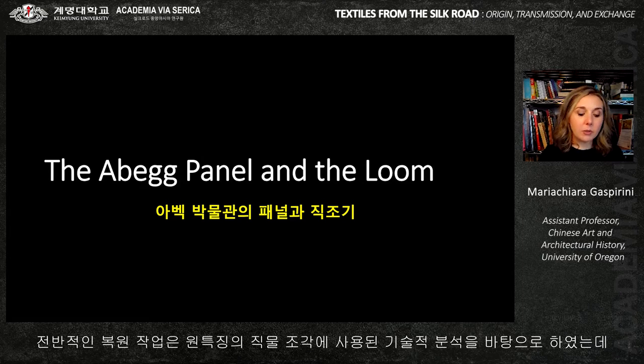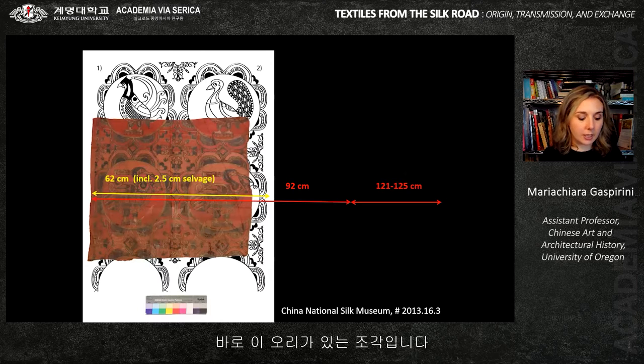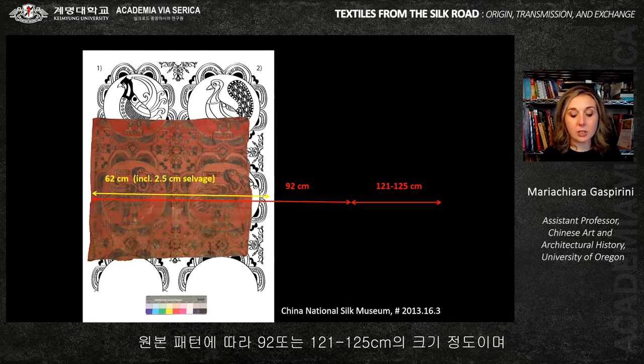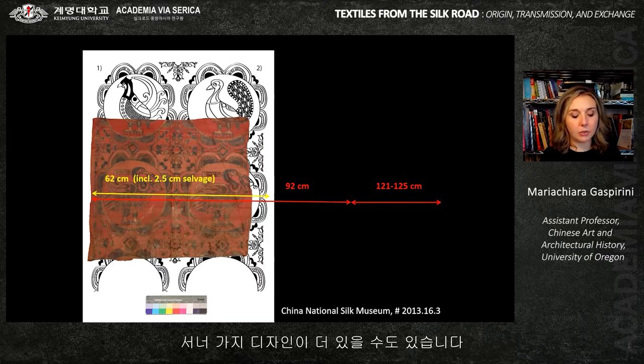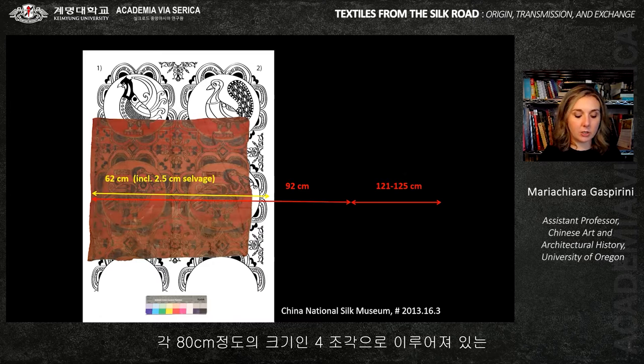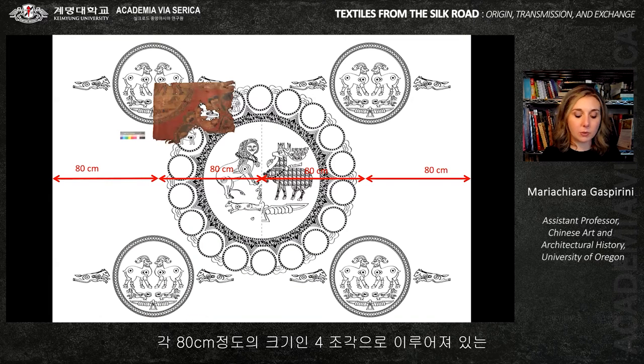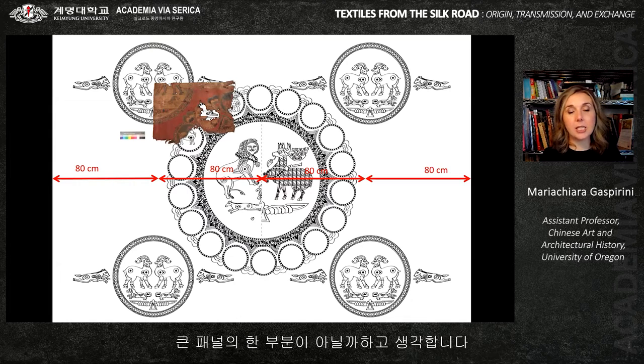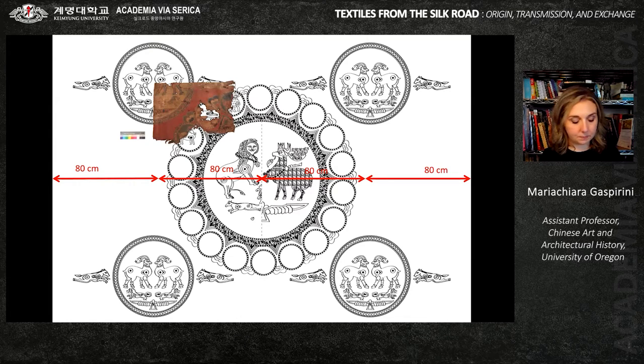Given that the overall reconstruction was based on the technical analysis undertaken on the fragment with the two ducks, which had a possible width of 92 or 121.5 centimeters, depending on the original pattern, which might have had three or four more roundels, I believe that the thick fragment in Lanzhou was part of a large panel composed of four pieces, measuring about 80 centimeters each.